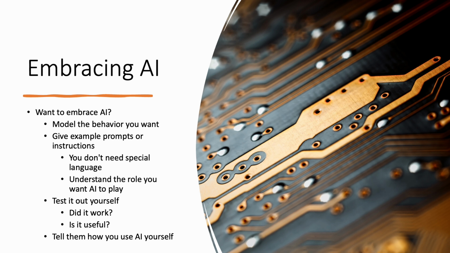Then just test it out yourself, right? Did it work the way you expected it? Did it not work, right? Was it useful? Did it do the thing you expected? And then another way you can model this behavior is to tell them how you are using AI yourself, if you are. Maybe you used it to help with a lesson plan, reorganize an outline, to help you think of a way to change the wording of a sentence or something along those lines.